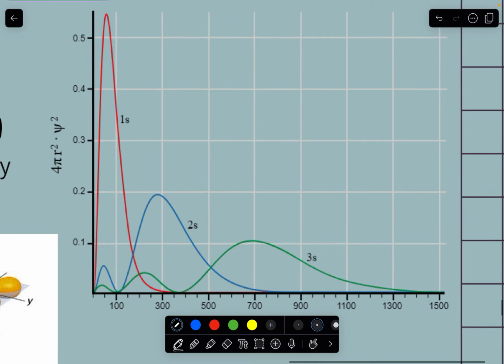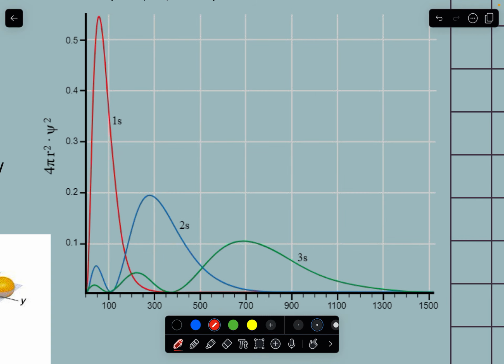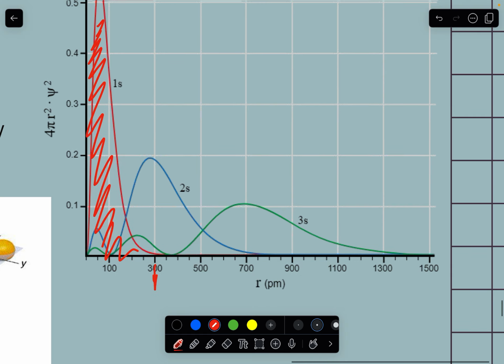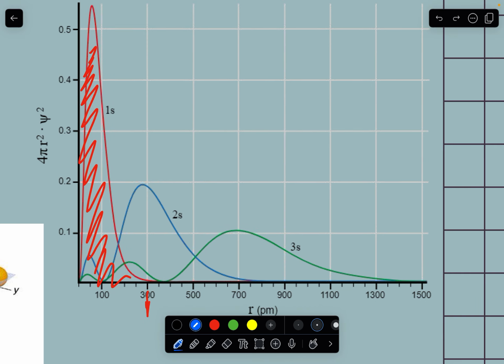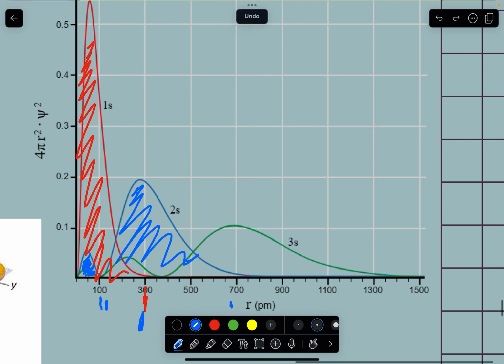So you can see with S, that red line, the electron can be within like 300 picometers, PM is picometers, from the nucleus. With the blue, you have a small chance of it being within 100 picometers, and then a bigger chance of being about 300 picometers, but it can be between 100 and 700 there too, right? So that's for the 2s, because you have 2 electrons there.